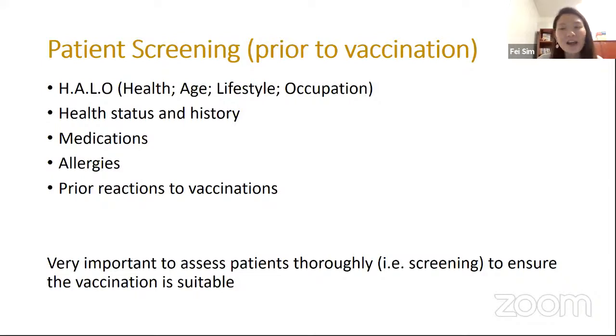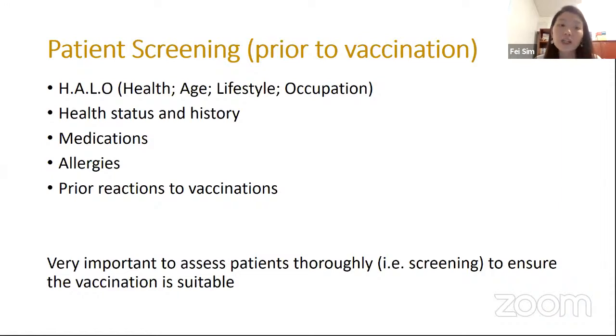H stands for health, A stands for age, L stands for lifestyle, and O stands for occupation. What that means is you would ask them a lot of questions about their health background, about how old they are and any age considerations, their lifestyle factors, and their occupation, and more specifically, ask them about their medical history. Do you have any medical conditions? Do you take any medications at the moment?